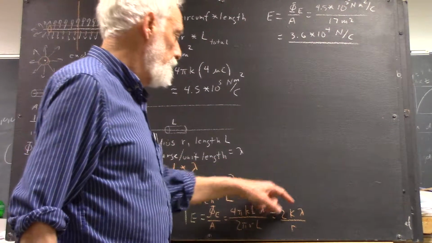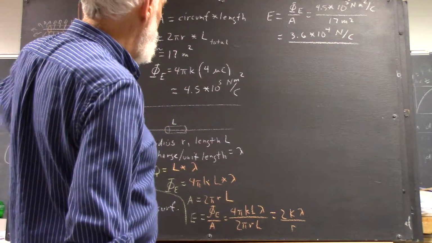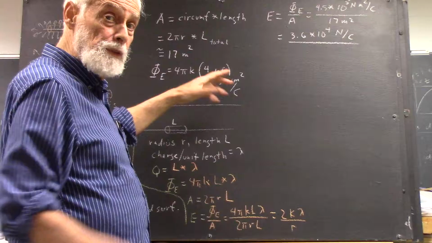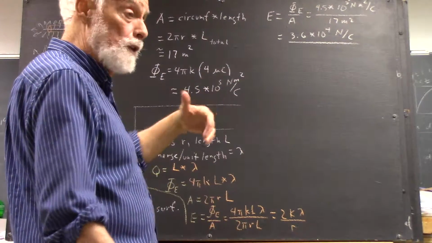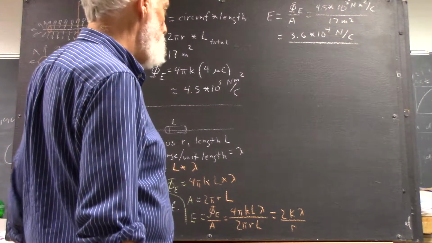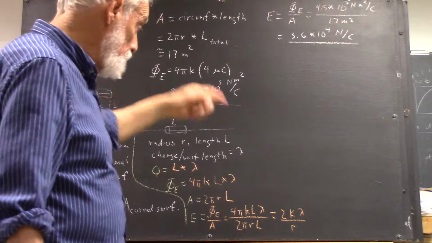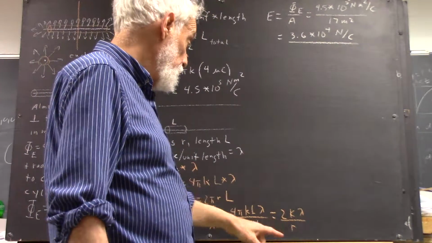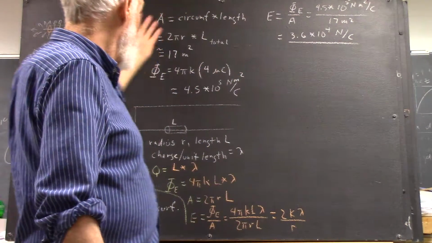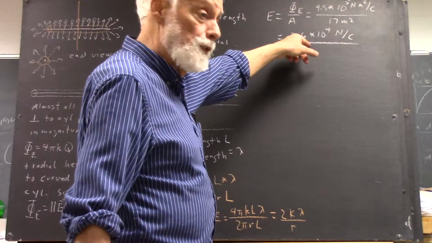If we plug in lambda as the 4 microcoulombs divided by 20 meters, which would be 0.2 microcoulombs per meter, that'd be our lambda. K is what it is, and r is the 0.14 meters that we used previously. We come out with the same result that we did here.